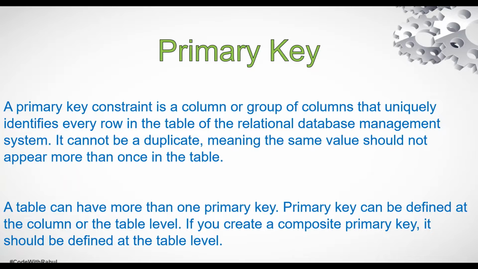So what is a primary key? A primary key constraint is a column or a group of columns that uniquely identifies every row in the table of a relational database management system. It cannot be duplicate, meaning the same value should not appear more than once in the table. As I explained in my previous videos, whenever you have to restrict the user from inserting duplicate values, you can go for a unique constraint or you can go for a primary key constraint.